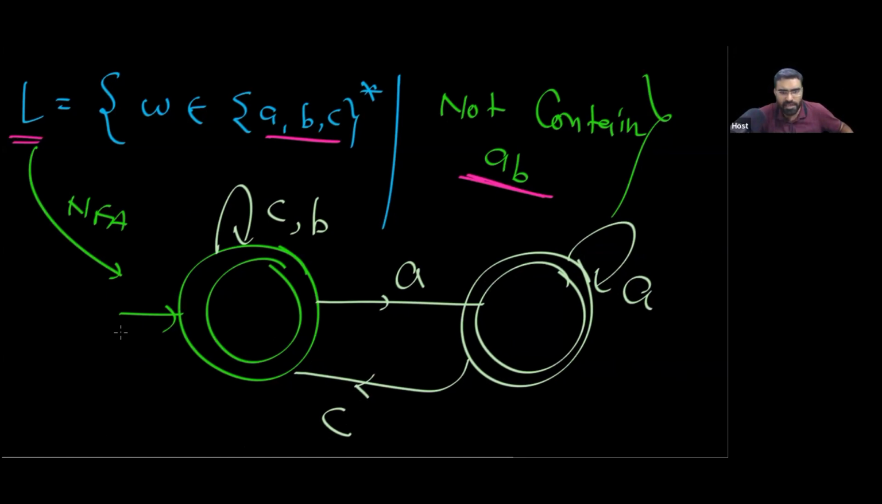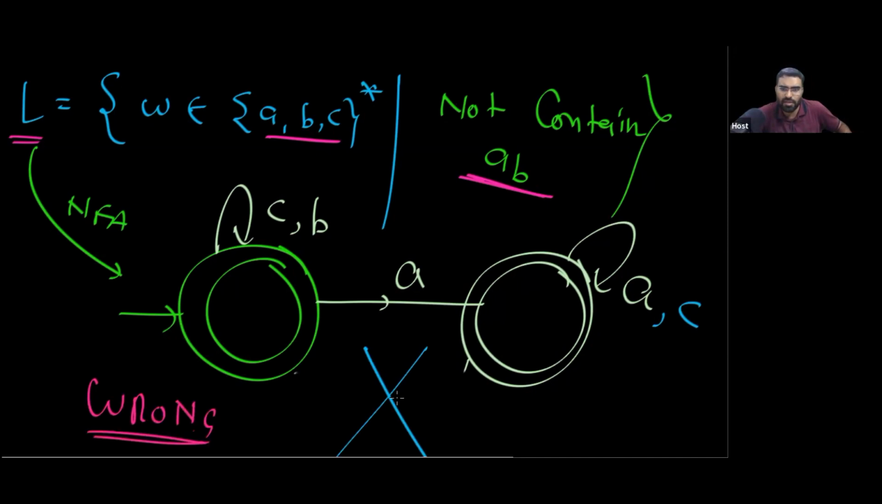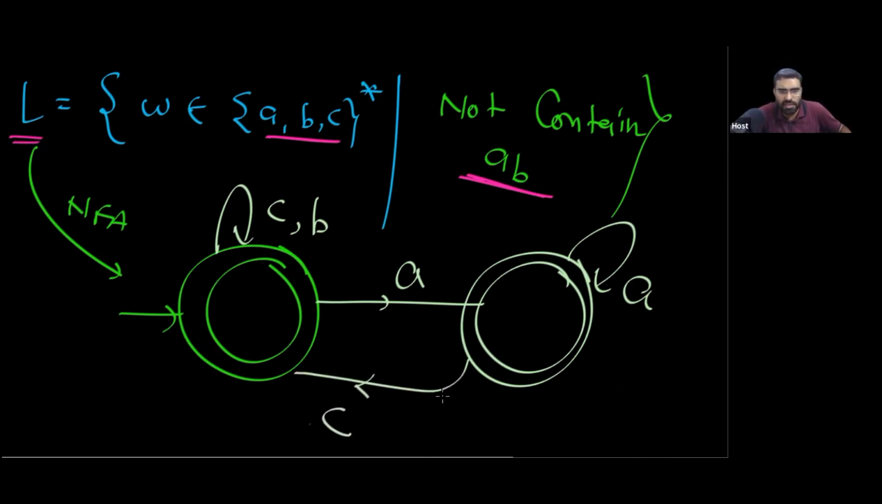Can anyone tell me why I did not make a self loop here? For example, if I make a self loop, is this a correct NFA? No, this is not correct. This NFA is wrong. Why is it wrong? Because these strings are missing. For example, strings like ACB are missing. So again, I am telling you that this is the NFA.